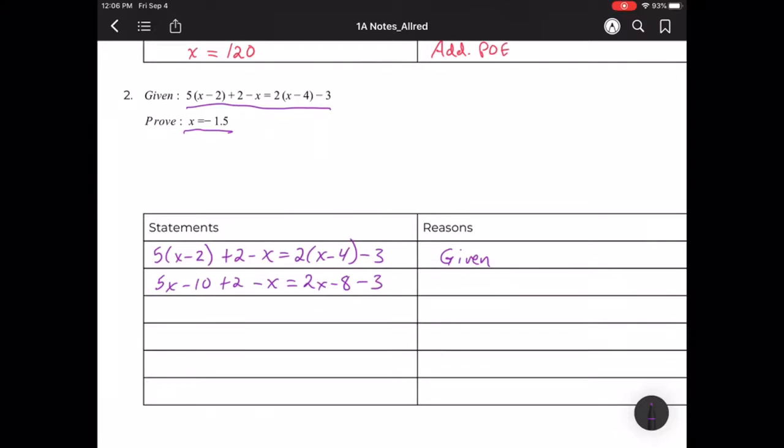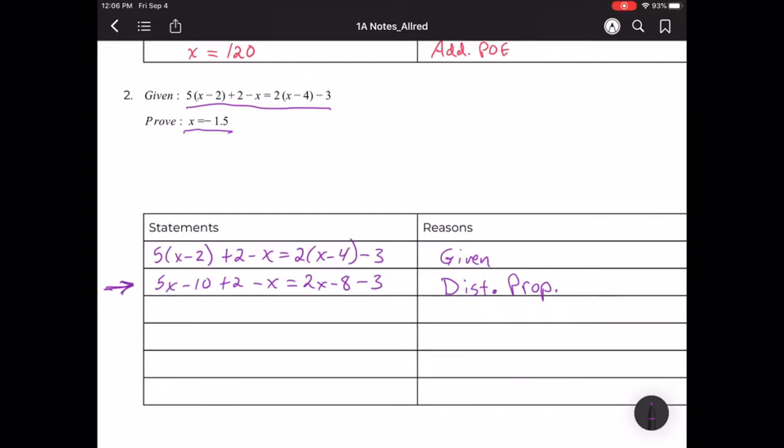And the only reason I can get that is because I distributed. So my reason is the distributive property. Again, your reason has to tell you how you got that line. The reason goes with getting this line, not what you're going to do next.